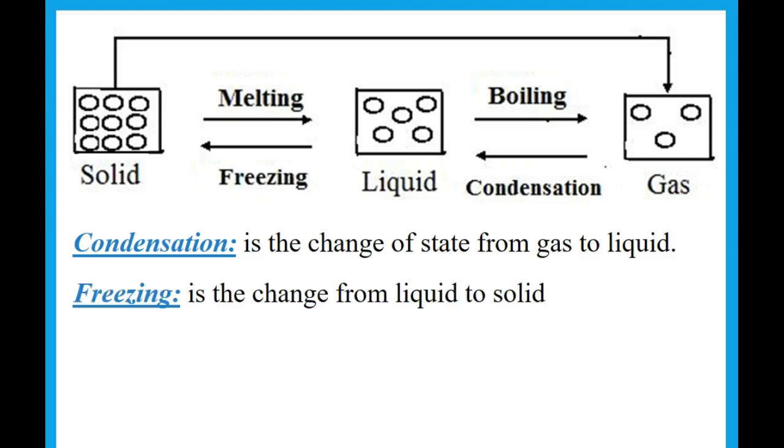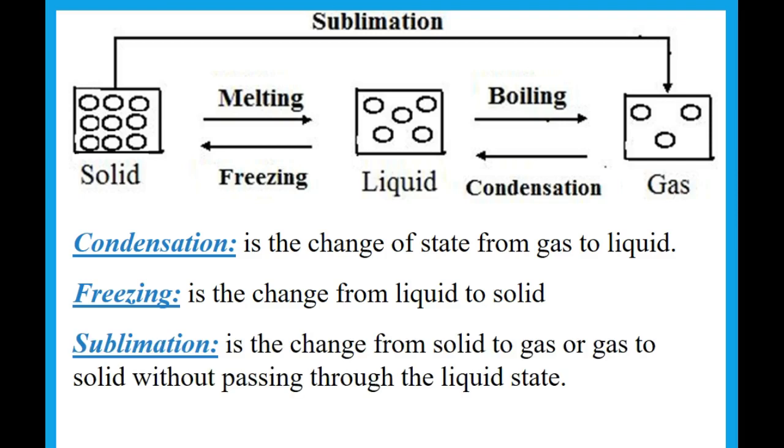Freezing is the change from liquid to solid. What about from solid to gas? From solid to gas, it's called sublimation. So sublimation is the change from solid to gas or the other way around, from gas to solid. Both of these are called sublimation, and this is something that happens for some substances. Some substances, when they're solid and you heat them, they go straight to gas and they don't go through a liquid state.